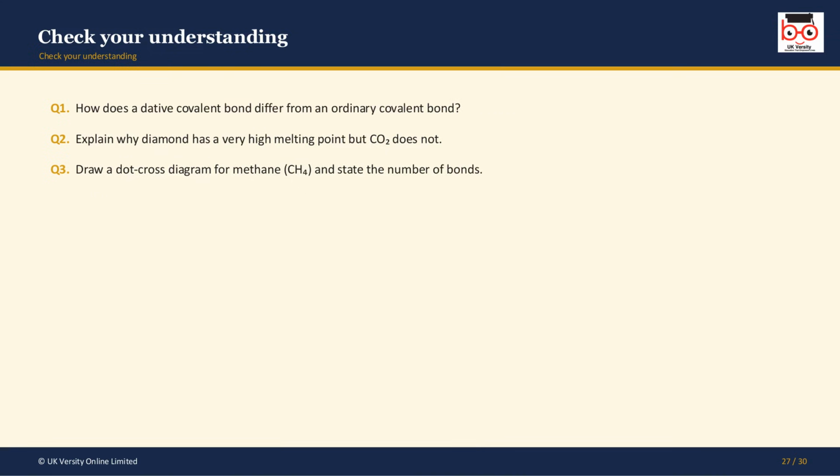A few more to test yourself. First, how does a dative covalent bond differ from an ordinary covalent bond? Second, explain why diamond has a very high melting point, but carbon dioxide does not. And third, draw a dot-cross diagram for methane, CH4, and state how many bonds it has. Think them through before moving on.